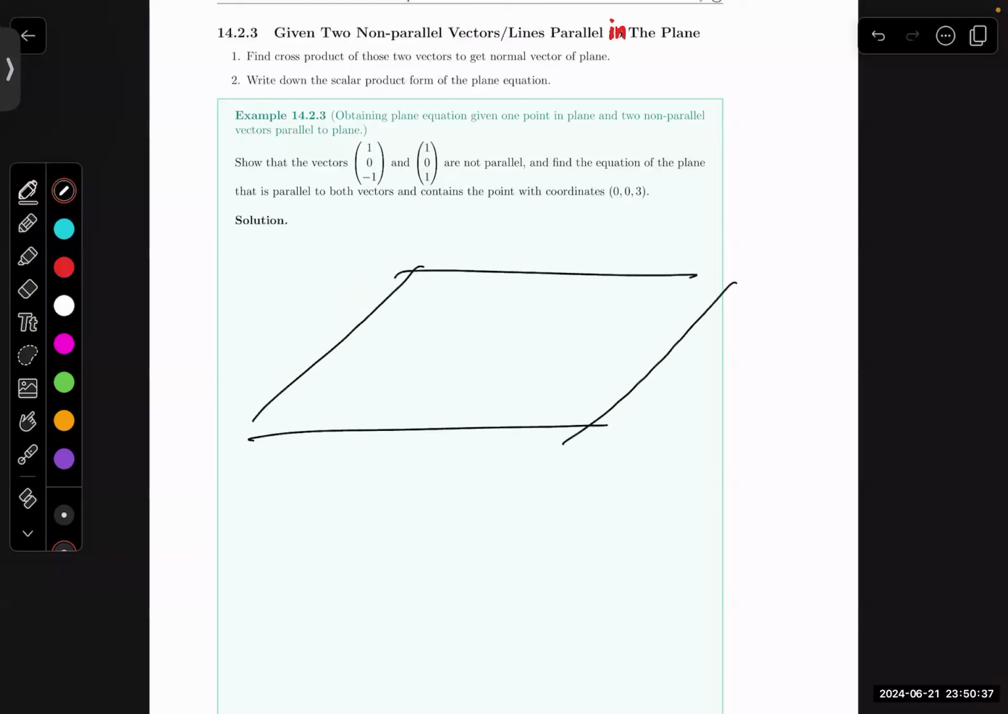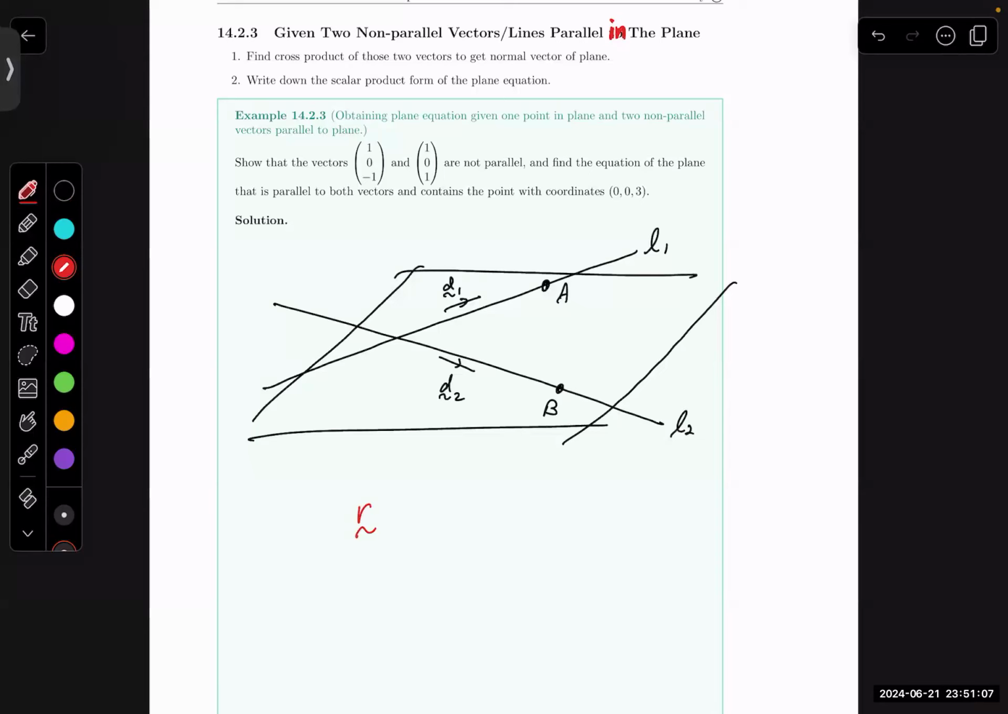okay, and you have two lines in the plane, for example. So if you have, let's say, a line L1 that lies in the plane, L2 that lies in the plane. Then what you have is some point on L1, maybe point A, some point on L2, maybe point B. You have the direction vector D1, direction vector D2. Okay, then what you can do is you can write down that the position vector of any point in the plane, when you dot it to the cross product of your two direction vectors.